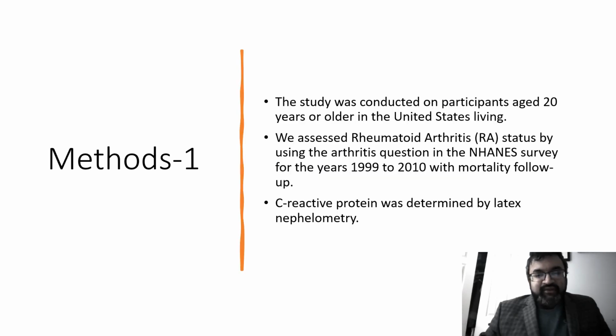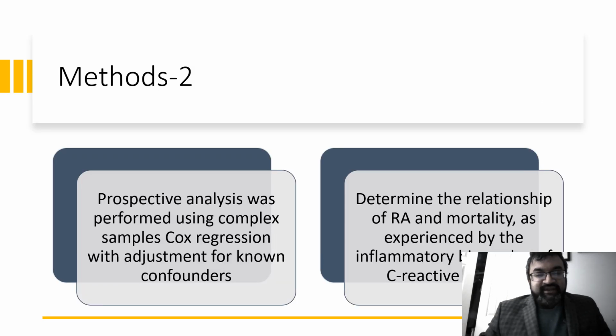So number one, out of the methods, it's conducted on participants aged 20 years or older. We assessed the rheumatoid arthritis status by using an arthritis question, and then C-reactive protein was from a lab-drawn measurement. So prospective analysis was conducted because of the linked mortality files that were found. And so Cox regression was used, and known confounders were controlled for, and then we determined the relationship of rheumatoid arthritis and mortality as modified by the inflammatory biomarker C-reactive protein.